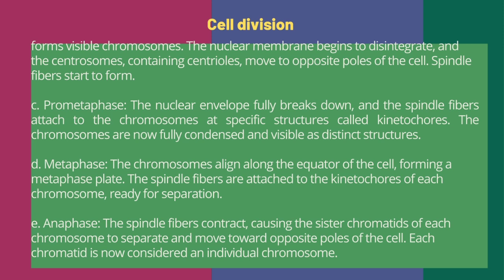D. Metaphase. The chromosomes align along the equator of the cell, forming a metaphase plate. The spindle fibers are attached to the kinetochores of each chromosome, ready for separation. E. Anaphase. The spindle fibers contract, causing the sister chromatids of each chromosome to separate and move toward opposite poles of the cell. Each chromatid is now considered an individual chromosome.